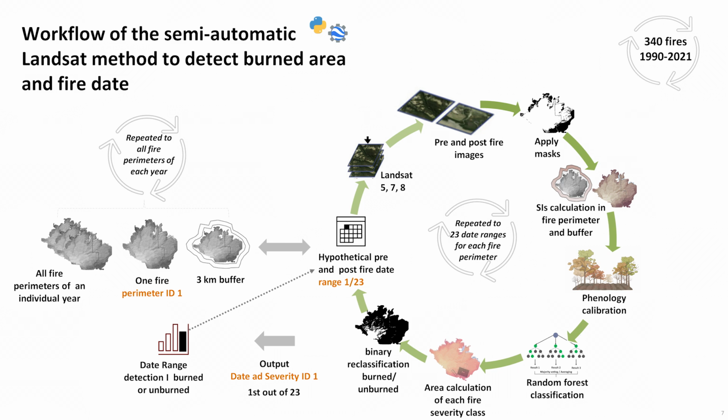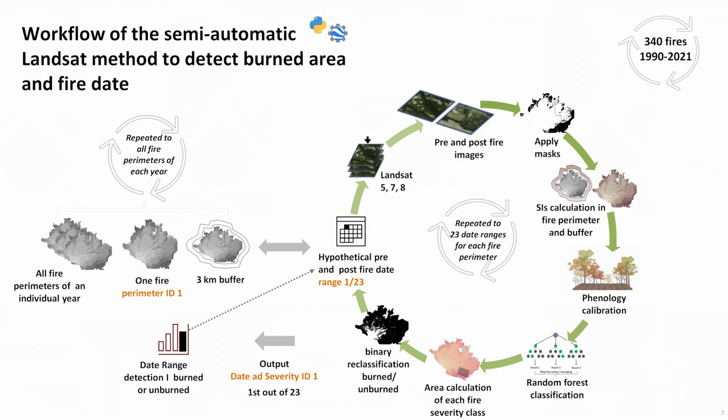So I located the appropriate Landsat imagery and created the pre and post fire imagery for that fire perimeter for that particular date range. I applied the mask, removing bare soil and herbaceous vegetation, and calculated the 7 spectral indices inside of the fire perimeter and from the buffer, so it could conduct the phenological calibration next.